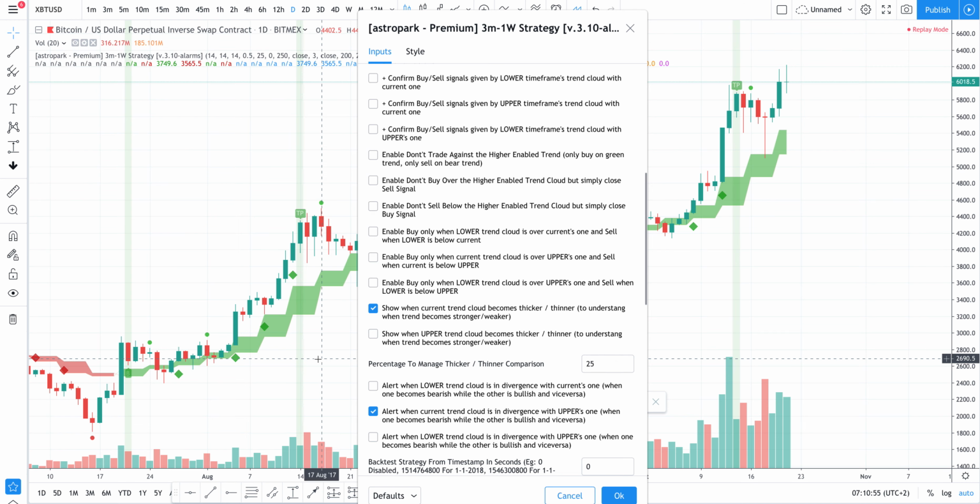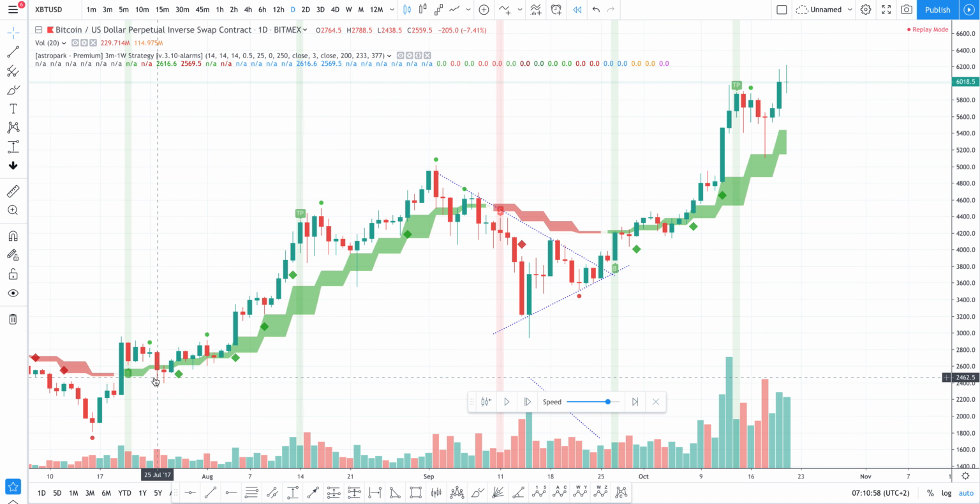So also you can specify the percentage comparison. So when the thickness of the trend cloud is 25% thicker than the previous block, then it will print a diamond. Otherwise, if it's lower, it will print a circle. So what's the meaning? If you see here a take profit, after that a circle, then be sure you should take some profit because the trend is getting weaker. So a retrace is expected and it happens.